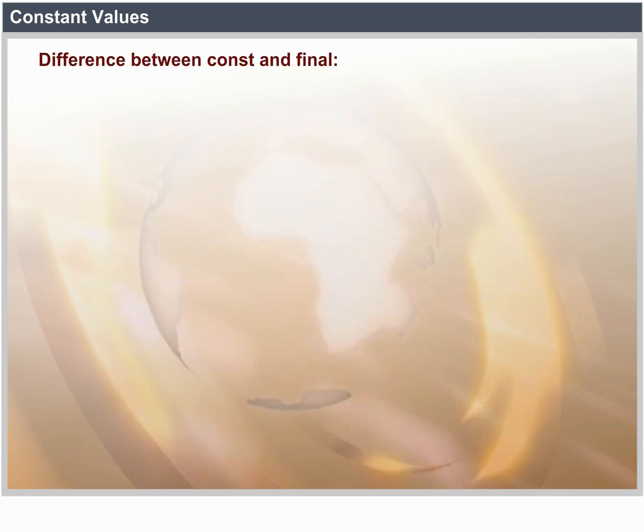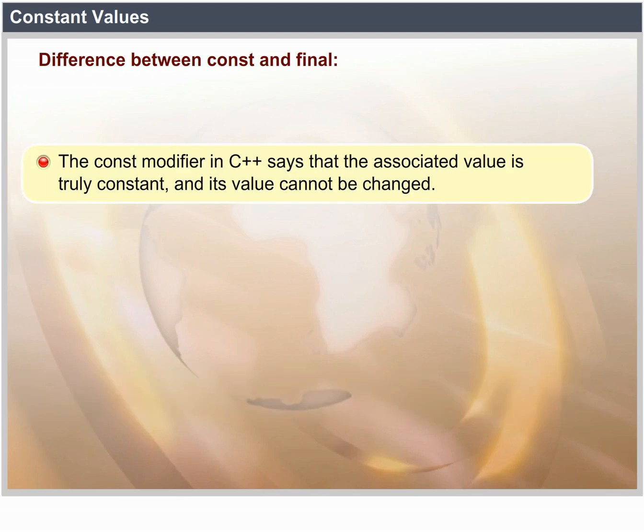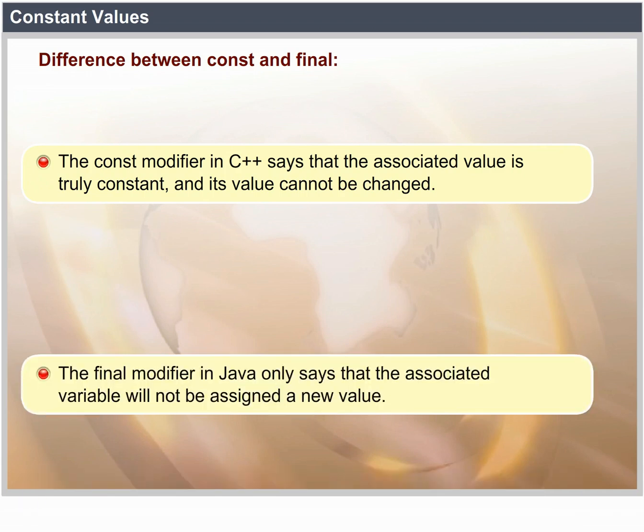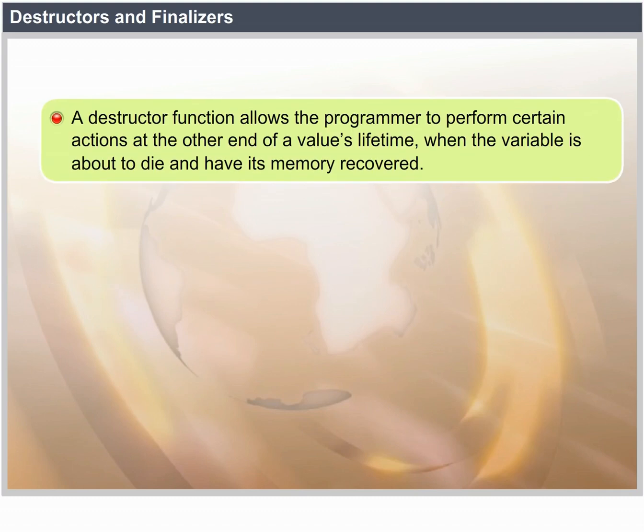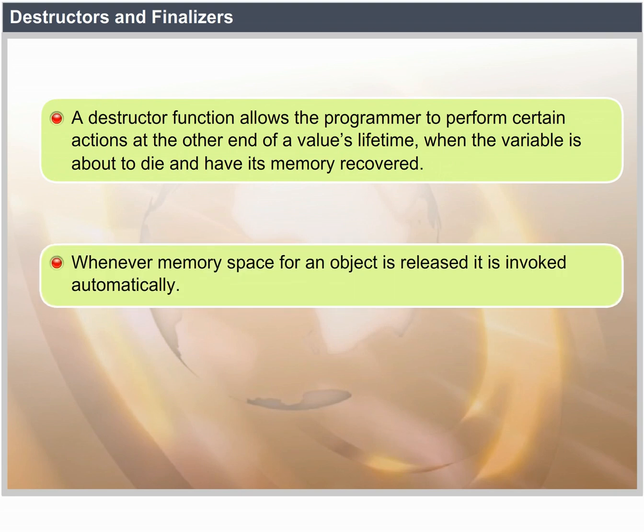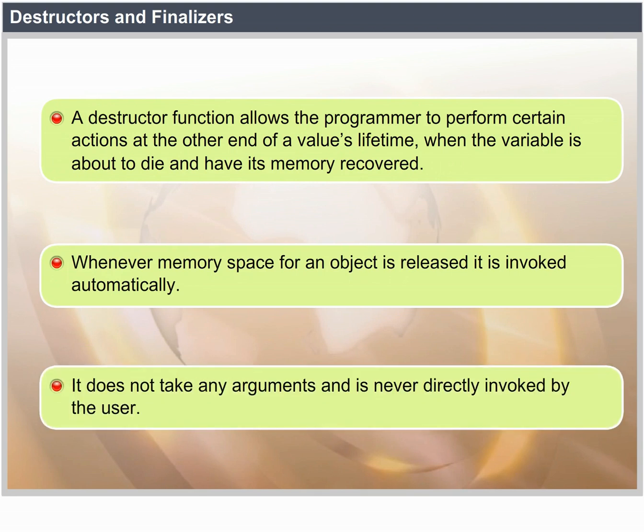Differences between const and final. The const modifier in C++ says that the associated value is truly constant and its value cannot be changed. The final modifier in Java only says that the associated variable will not be assigned a new value. Destructors and finalizers. A destructor function allows the programmer to perform certain actions at the other end of a value's lifetime, when the variable is about to die and have its memory recovered. Whenever memory space for an object is released, it is invoked automatically. It does not take any arguments and is never directly invoked by the user.